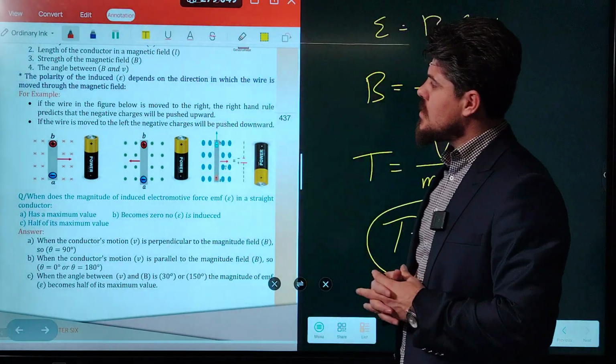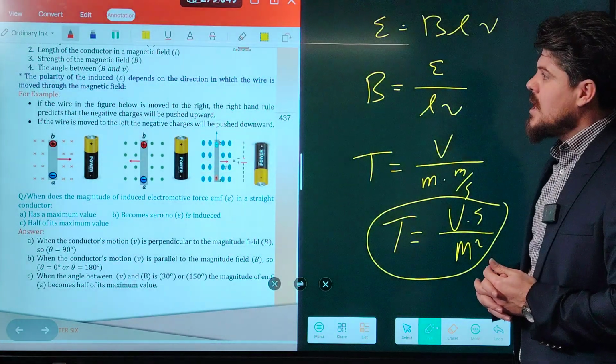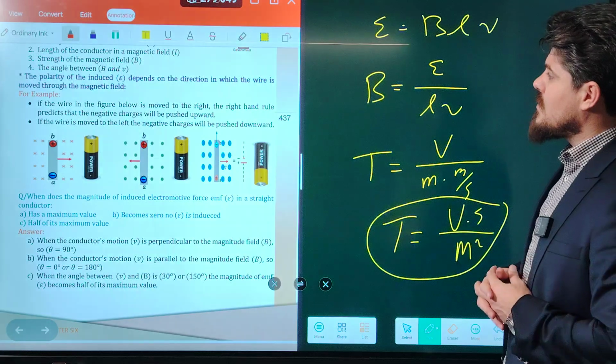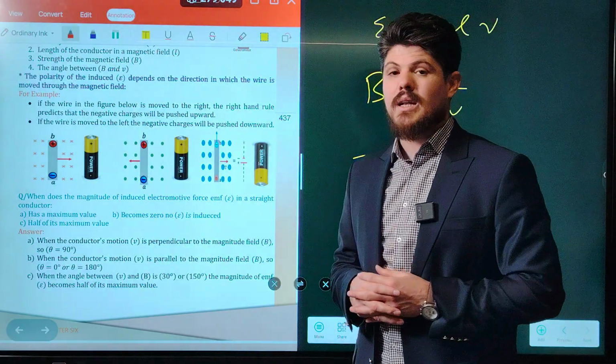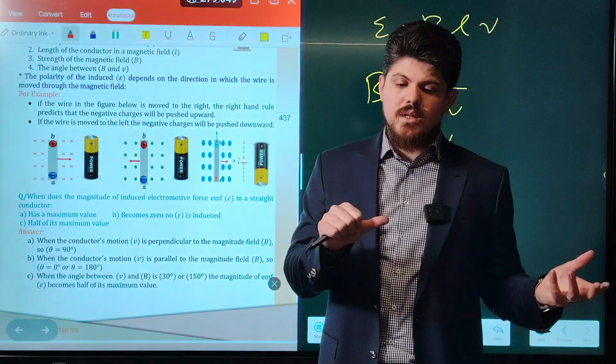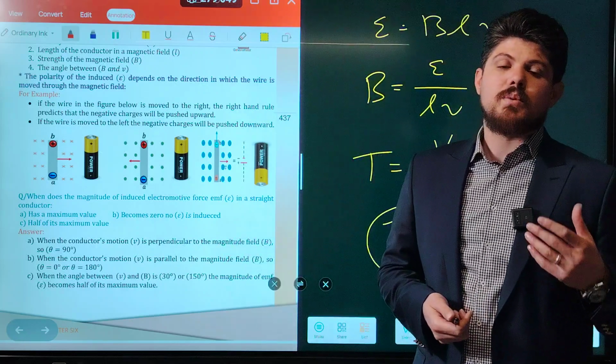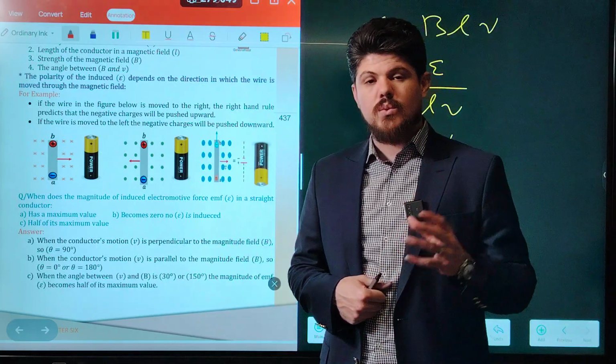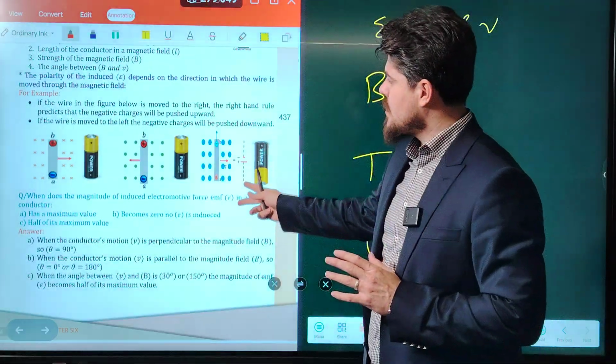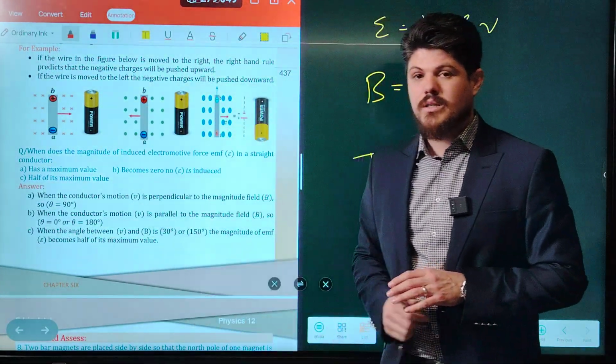So the polarity of the induced EMF, electromotive force, depends on the direction in which the wire is moving through the magnetic field. By reversing the direction of the velocity and the movement of the wire, the polarity of the conducting wire also changes. So we have many different cases.